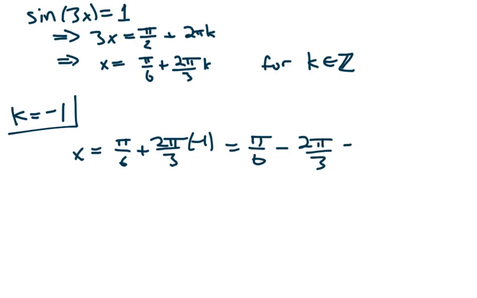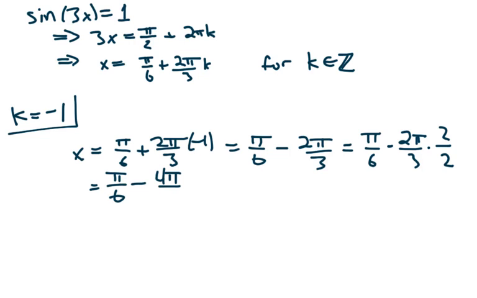If you get these guys a common denominator, the least common denominator we want is 6. What do I have to multiply 2 pi over 3 by to make it equivalent, but have a denominator of 6? 3 times what equals 6? 2, right? So this is going to be pi over 6 minus 4 pi over 6. 1 minus 4 is negative 3 pi over 6. But this is reducible. It's negative pi halves.